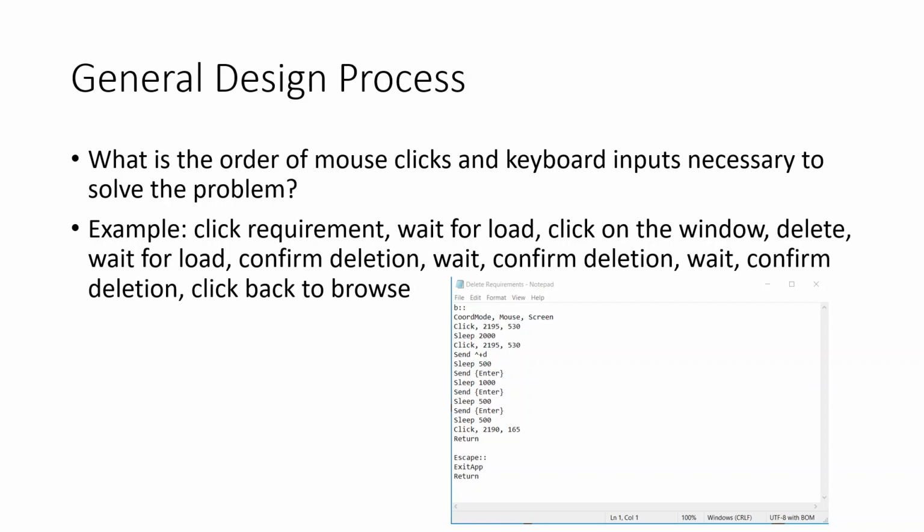Here's a real example of a script I was using to delete requirements in EMIS. This script mapped the B key to click a requirement, wait for the page to load, click on the window, send a Ctrl-Shift-D command to delete the requirement, wait for the page to load, and then confirm the deletion of the requirement with the Enter key a bunch of times before clicking back to the Requirements Browse page.